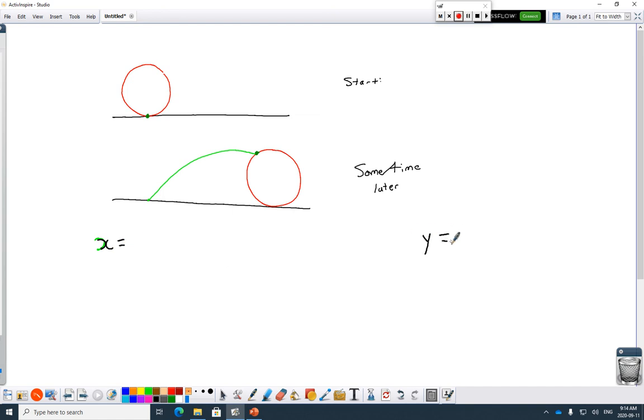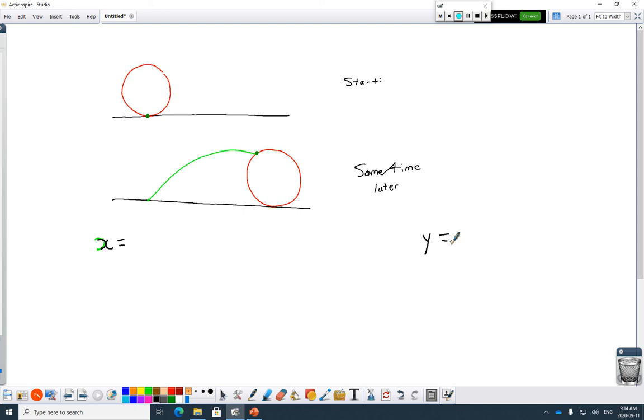Now keep in mind, the whole idea of parametric equations is that we'll have an x equation and a y equation in terms of another variable now. It's not y equals x anymore. It's x equals something and y equals something. Okay? Let's talk about the x for a minute.